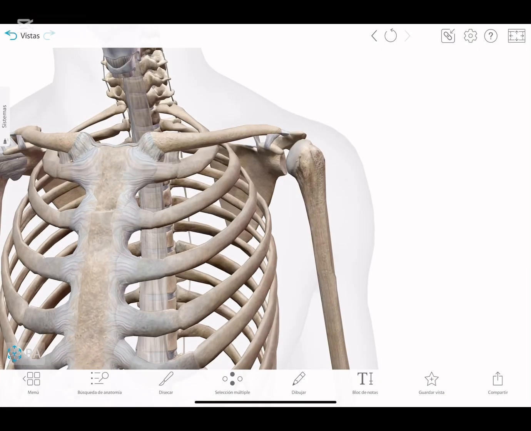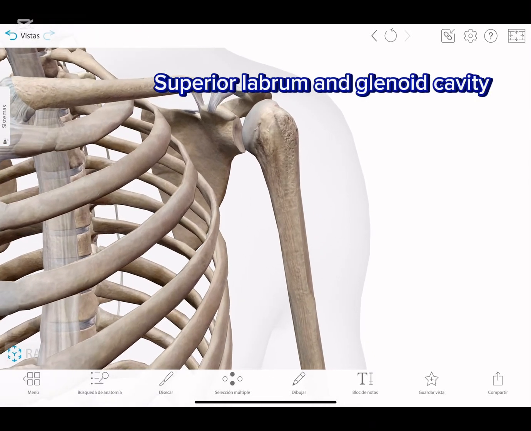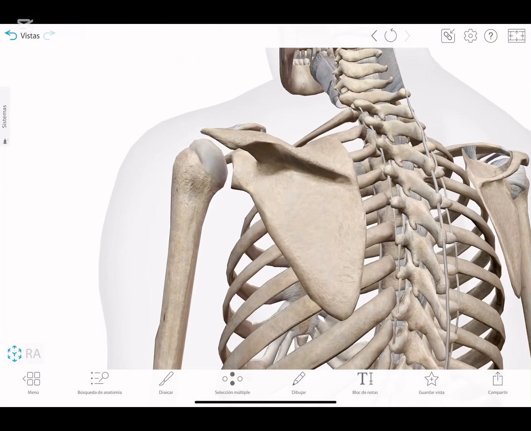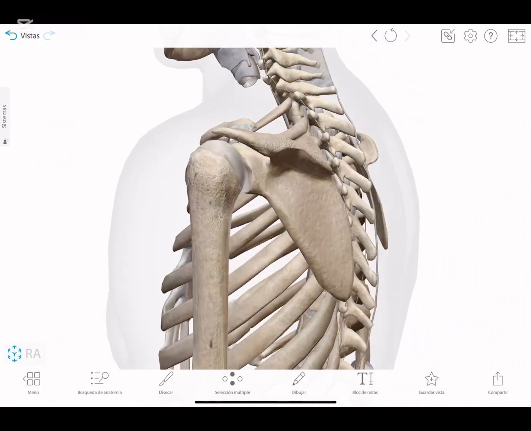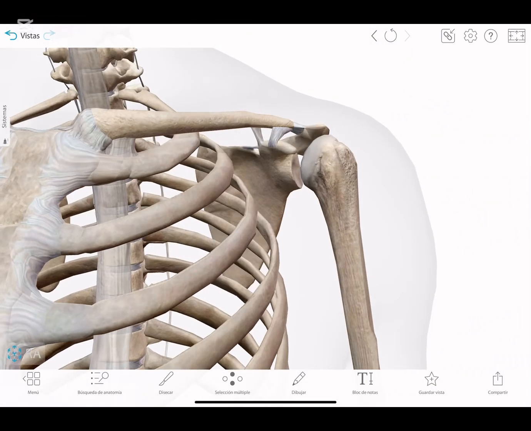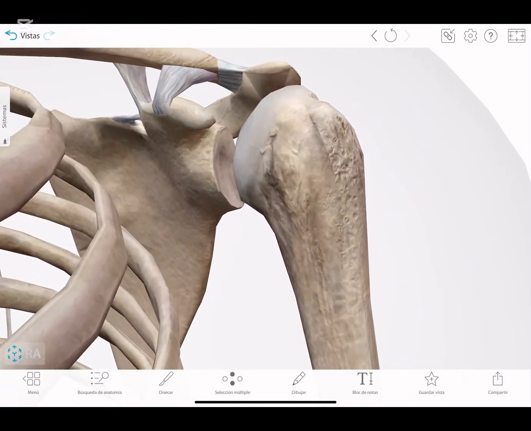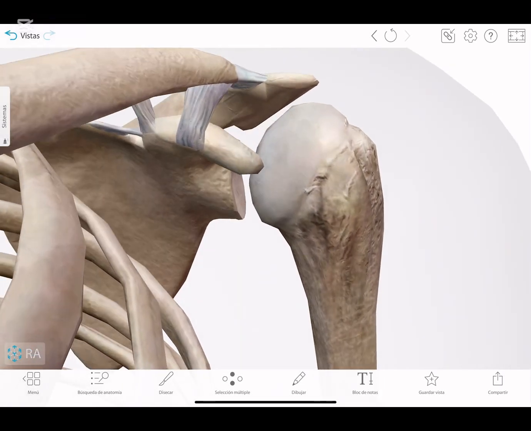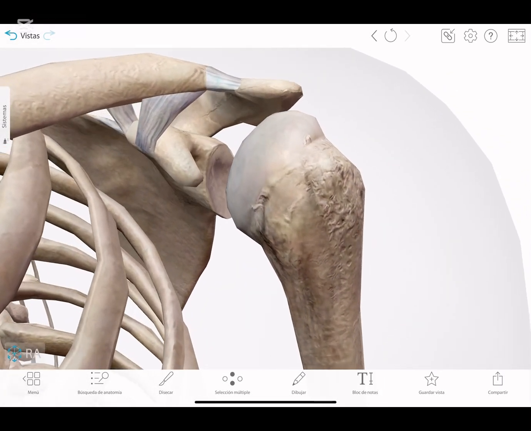Structures involved in the biomechanics: the superior labrum and glenoid cavity. The labrum increases the depth and surface of the glenoid cavity. This makes the shoulder joint more stable, helping the humeral head stay in place. The glenoid is concave, allowing the convex humeral head to glide smoothly.